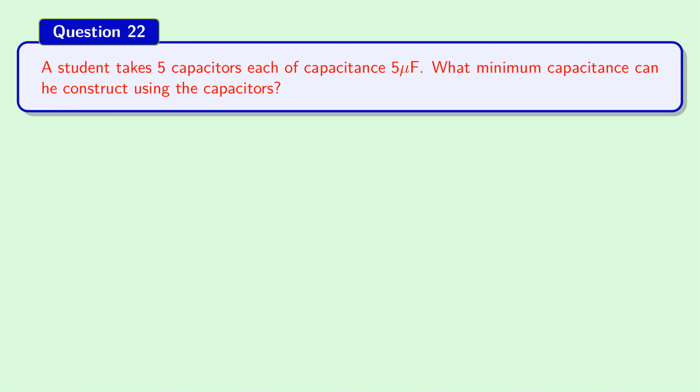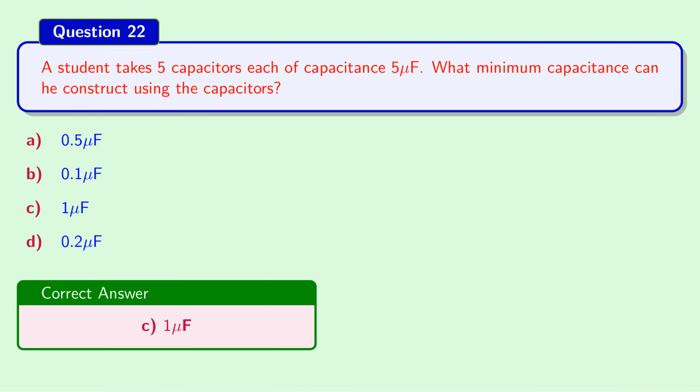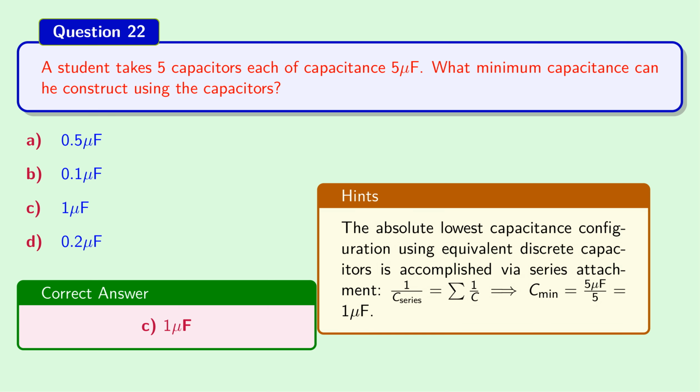Question 22. A student takes 5 capacitors, each of capacitance 5 microfarad. What minimum capacitance can he construct using the capacitors? Your options are A, 0.0 microfarads, B, 0.1 microfarads, C, 1 microfarad, D, 0.2 microfarads. Correct answer is option C, 1 microfarad. Quick tip for this question.